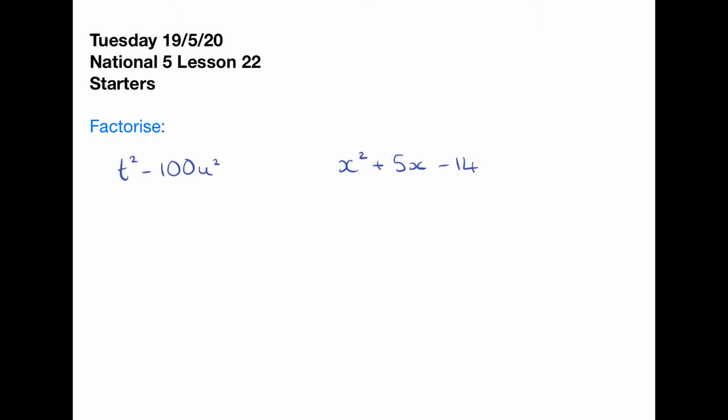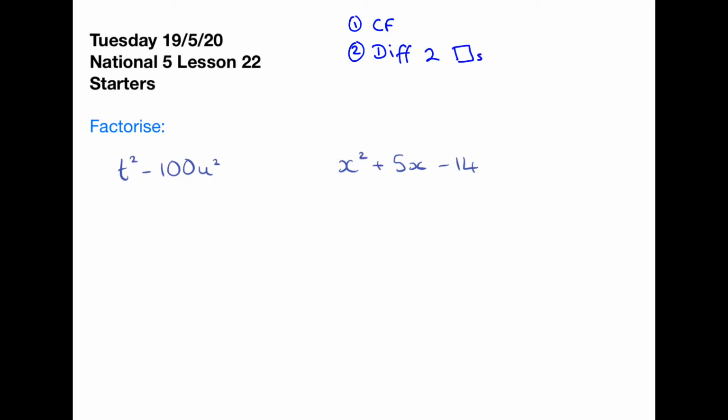First one, factorising. So remember our three things to look at when we're factorising. First thing is you're looking for a common factor. Well, let's have a look. Have we got a common factor here? We don't, so it's not a common factor. The second thing you look for is a difference of two squares.